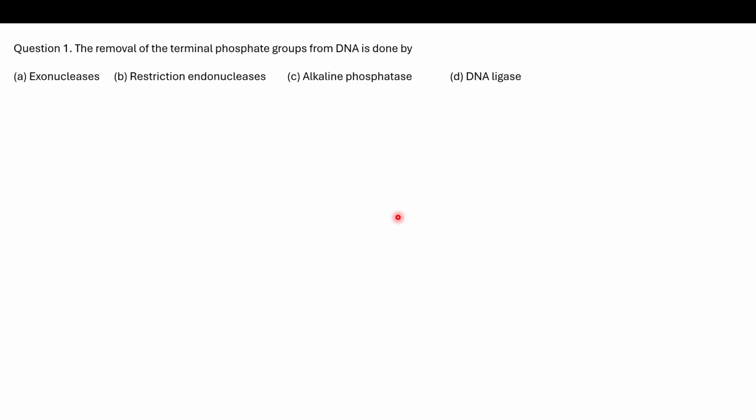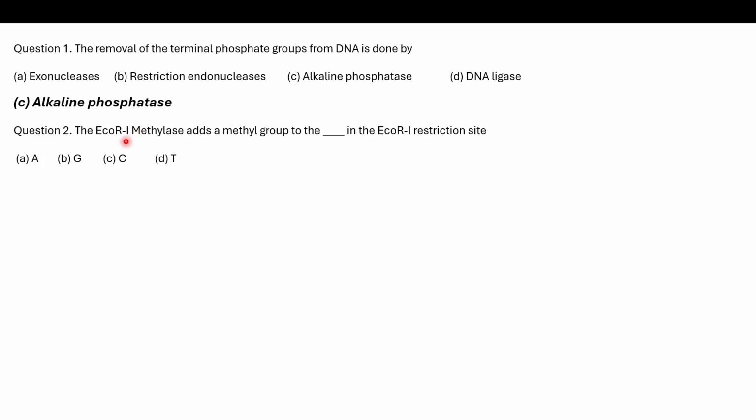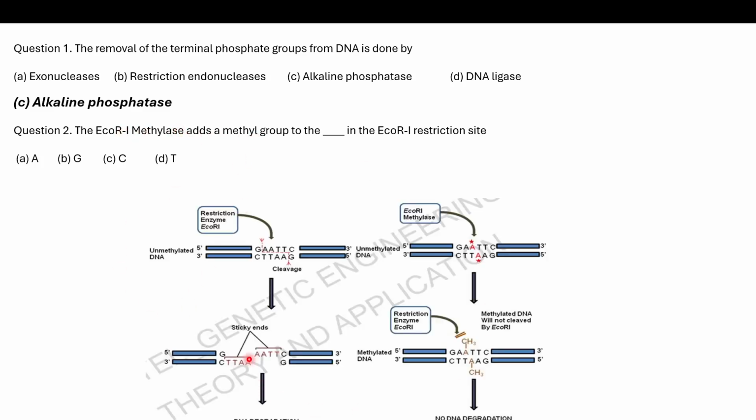So the answer will be alkaline phosphatase, option C, which removes the terminal phosphate groups. The EcoRI methylase adds a methyl group to the dash in the EcoRI restriction site. To which residue does the EcoRI methylase add a methyl group? We looked at this particular picture earlier. It actually adds to the A residues. Answer will be option A, adenine residues are methylated, and then it helps in the distinction between the self and foreign DNA.